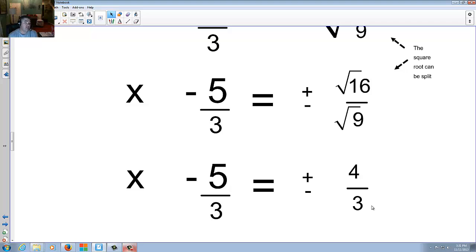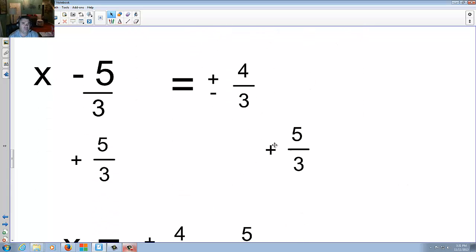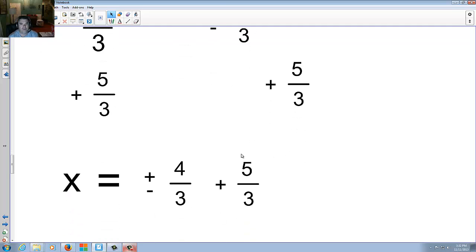thirds. And from there, instead of minus 5 thirds, you have to add 5 thirds to one side and add 5 thirds to the other. So you have positive 4 thirds plus 5 thirds, and negative 4 thirds plus 5 thirds. So there's two separate options. Add 5 thirds to both. You get these two split options.